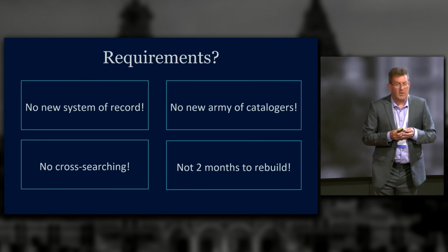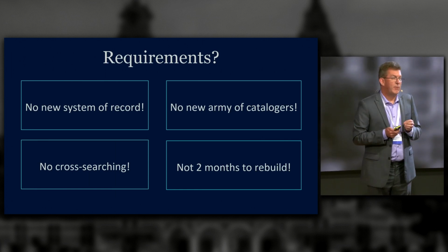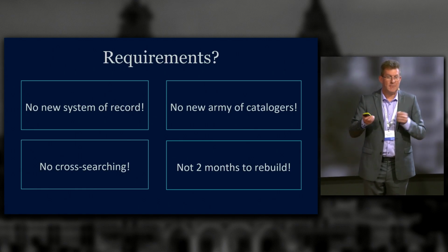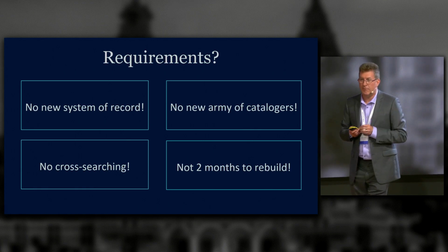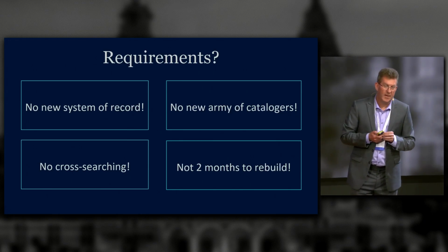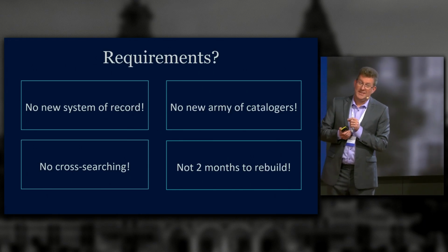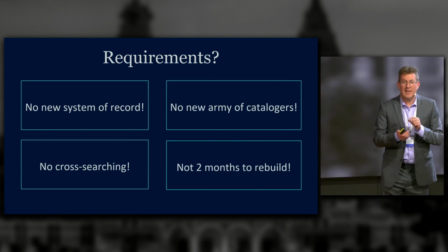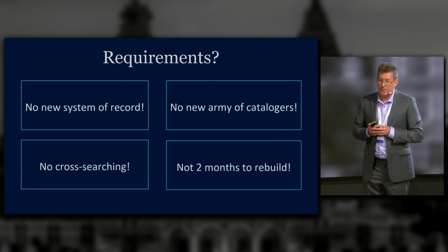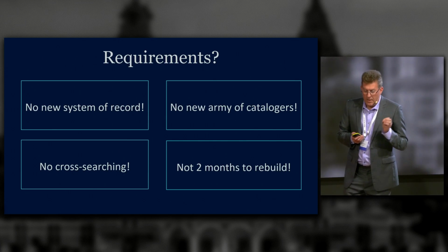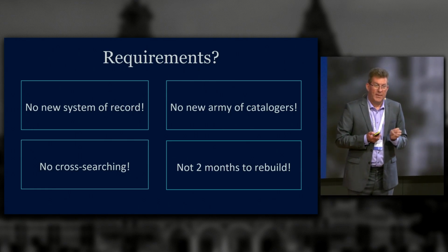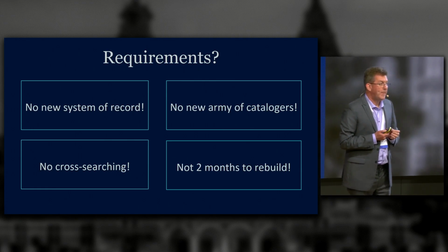So for LUX, we had some requirements. No new system of record, right? We are not going to produce yet another place that would need to be synchronized back and forth. It's just a discovery layer using the knowledge graph. No new army of catalogers, unfortunately, right? We would love to be able to enrich by hand everything, but no, it all needs to be automated. So everything needs to be as performant and accurate as possible without a human in the loop.